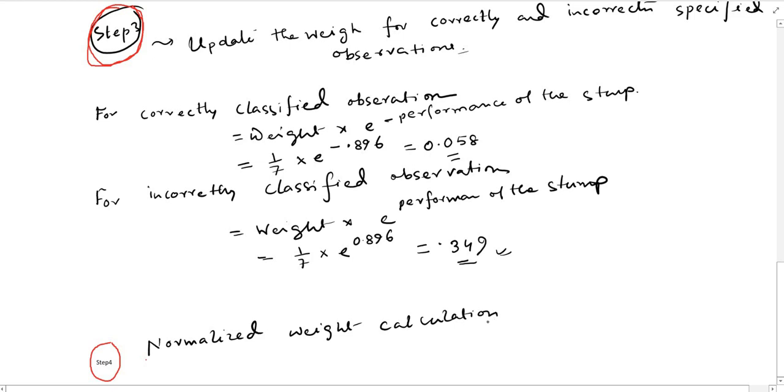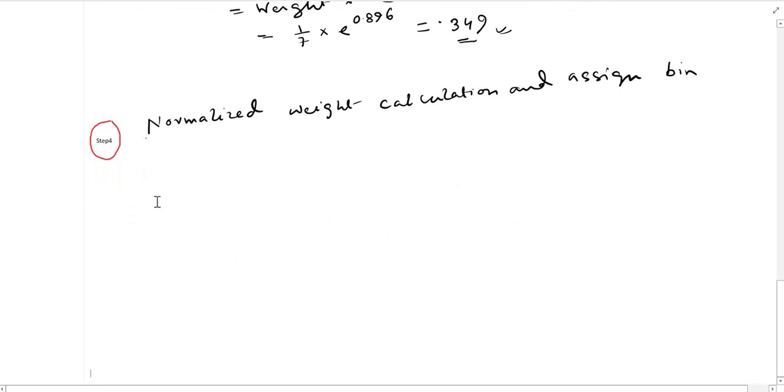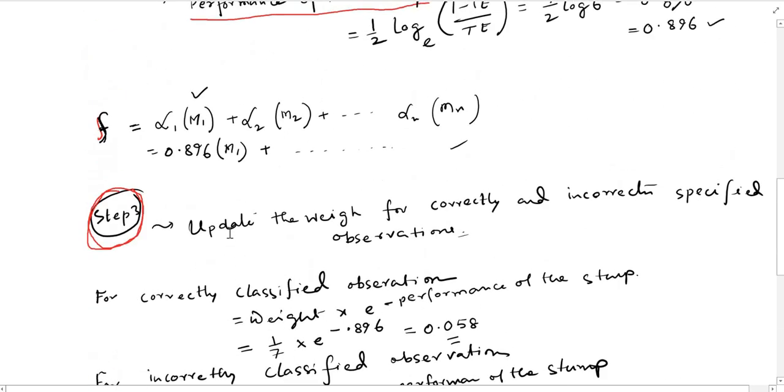Weight calculation and assign bin. Okay, now let me explain each of these things properly. When we're saying normalize mean, basically what we will do is simple. We will just divide each number, whatever is 0.058, by the total sum. Total sum is 0.0697. Okay, so let me show you what I'm doing actually.